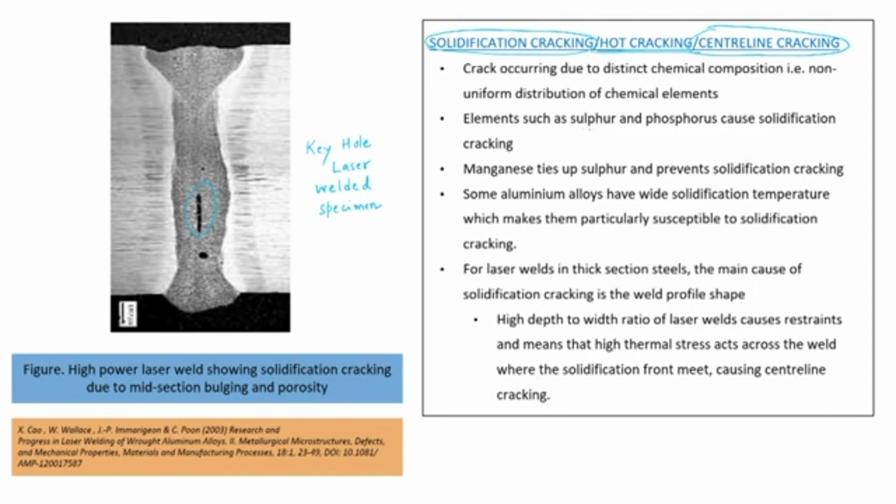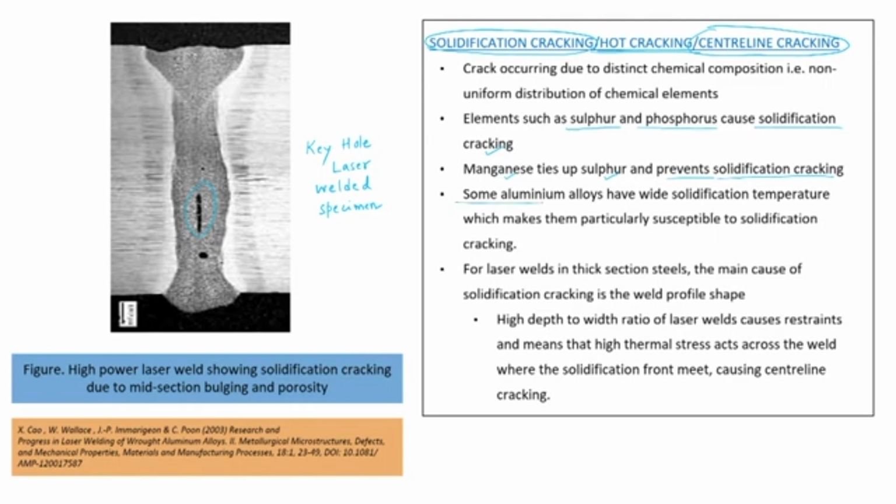What are these elements? Elements such as sulfur or phosphorus cause the solidification cracking. When we use manganese, it gets tied up with sulfur and prevents the solidification cracking. So, when we add manganese, it reduces the chances of solidification cracking. Solidification cracking can also be understood by its name itself: the cracks which are generated during the solidification process.